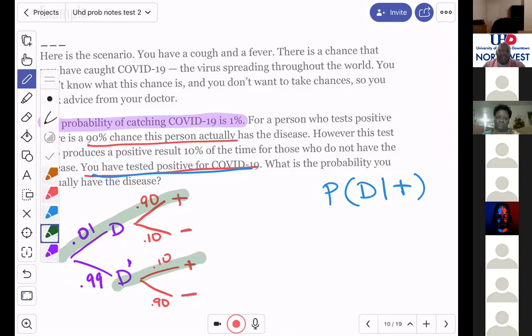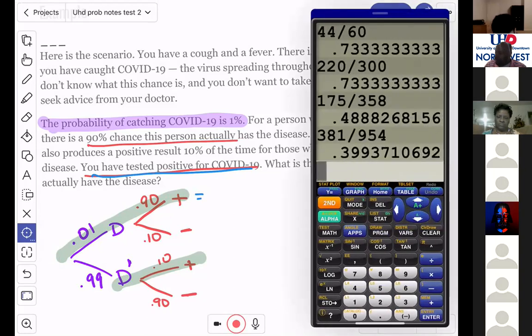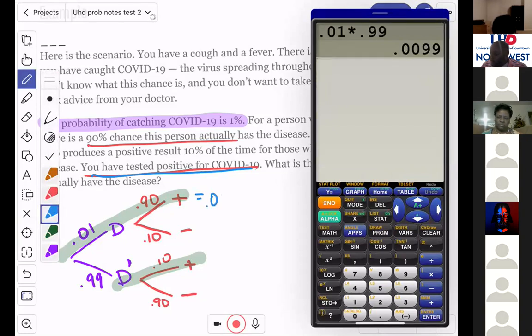So to calculate this though, because we're independent of each other, all you have to do is this. To find the probability of having the disease and testing positive, you just multiply those things on that branch. So you would multiply 0.01 times 0.99, and I get 0.099. Is it 0.99 or 0.9? It is 0.9. Thank you so much. 0.01 times 0.9, 0.009.